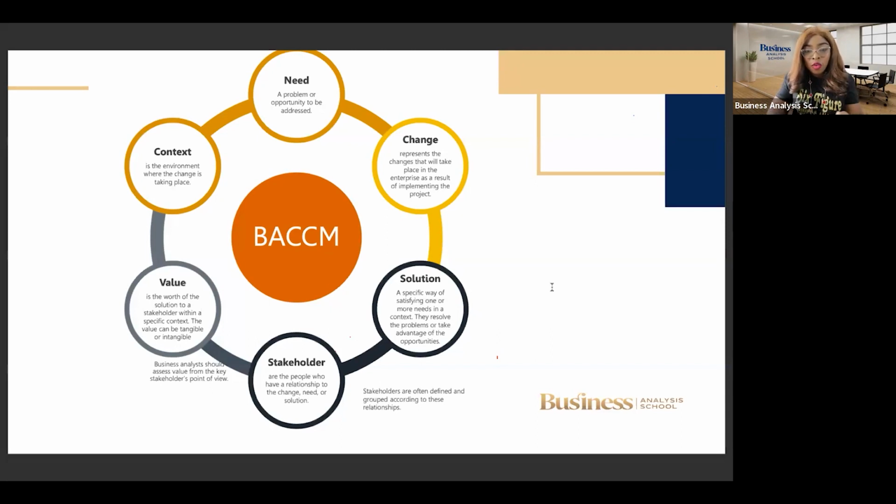What is a need? It is a problem or opportunity to be addressed. Things don't start, projects don't start if there is no need. There has to be a problem that we need to solve. There has to be an opportunity for us within the business.